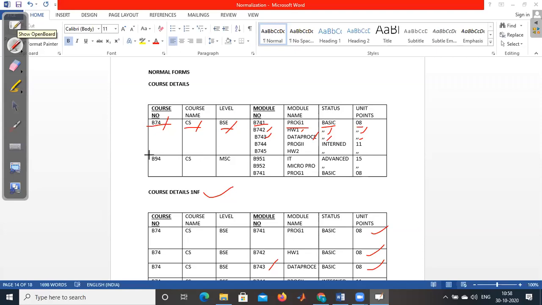value is atomic here. See, in this cell there is only a single value. Here also it is a single value. So one cell should contain only a single value, then we call it atomic. Initially this was not in any normal form. Now we have converted it into first normal form. This is in first normal form.